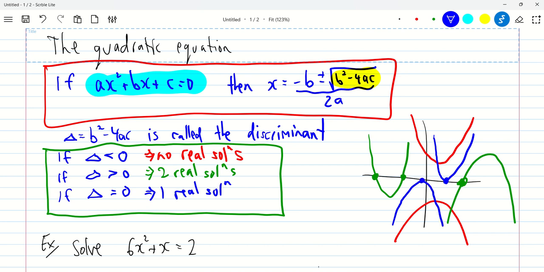Looks like that, or it touches like that. So that's all the different possibilities here. And so the discriminant can give you some good information about what the quadratic looks like when you sketch it out. And we'll talk about that in another coming video, but hopefully that makes sense.